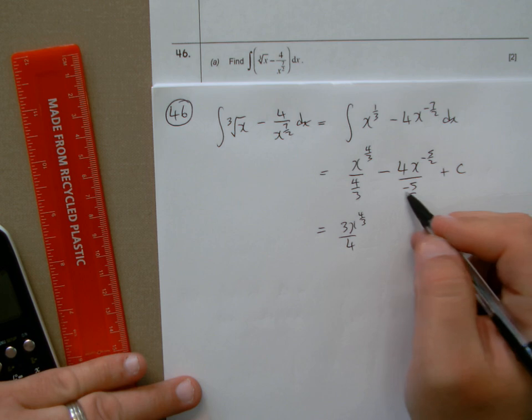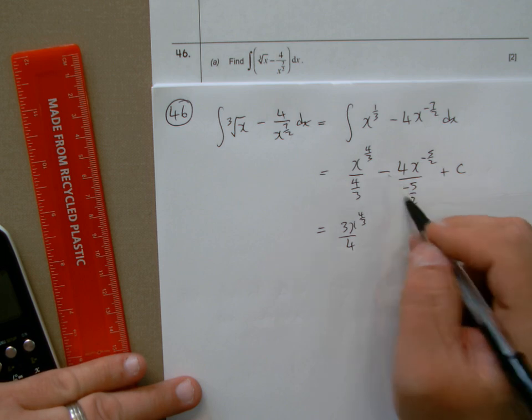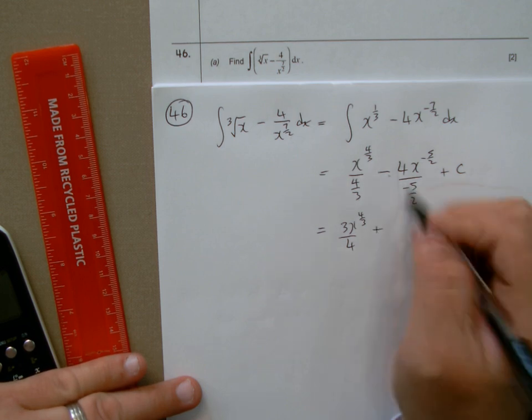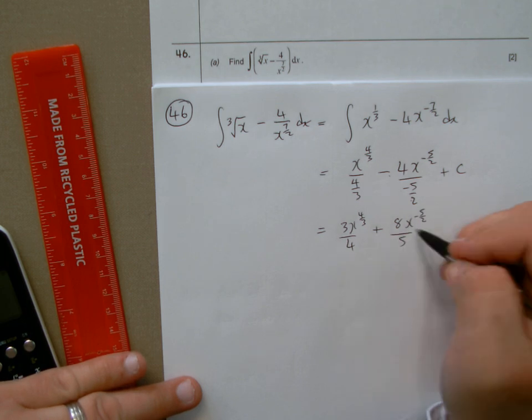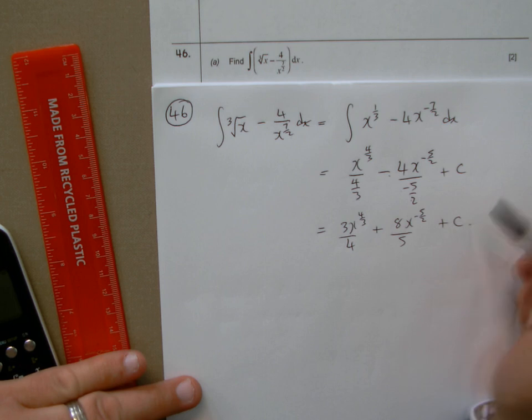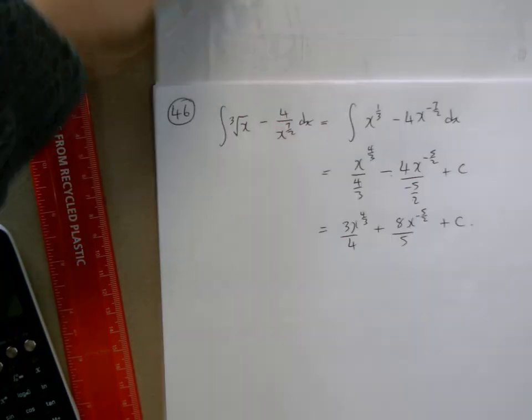Same here, but first of all, sort the signs out. You've got two minuses here, it makes a plus. Take the 2 up, so you get 8x to the power minus 5 over 2, divided by 5, plus then the constant. Okay, so that's part A answered.